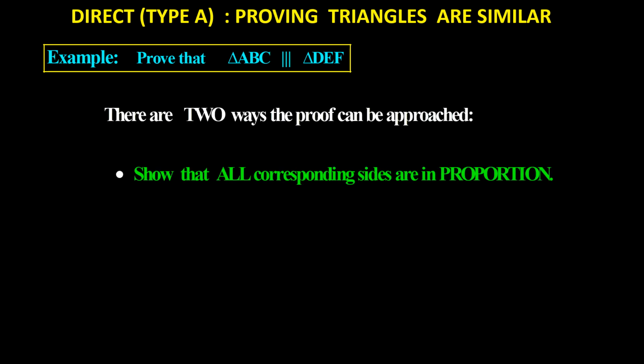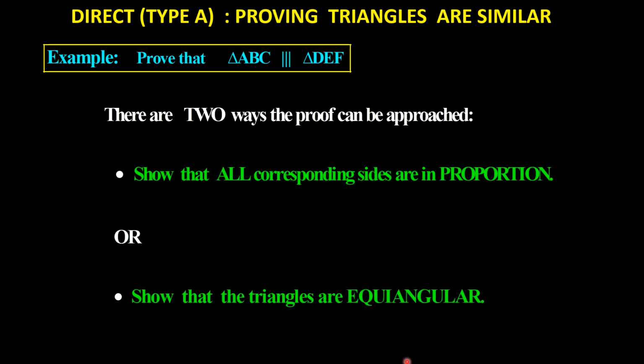In other words, we can first prove that the corresponding sides are in proportion. If we can't do that, we can then prove that the triangles are equiangular. It depends on the given information. You can see there, similarity goes with proportion, proportion goes with equiangular, right? So it just seems to go around like I showed you previously. These three things always go together.